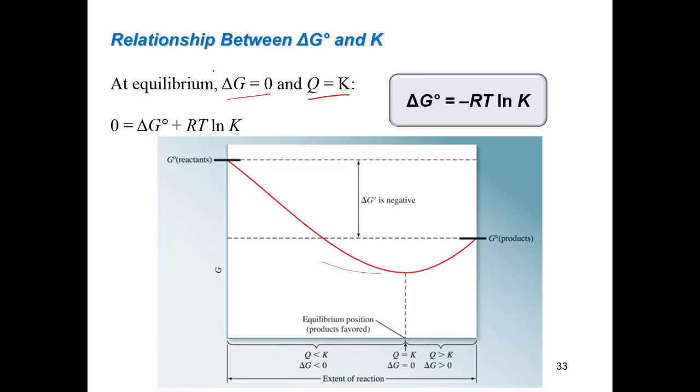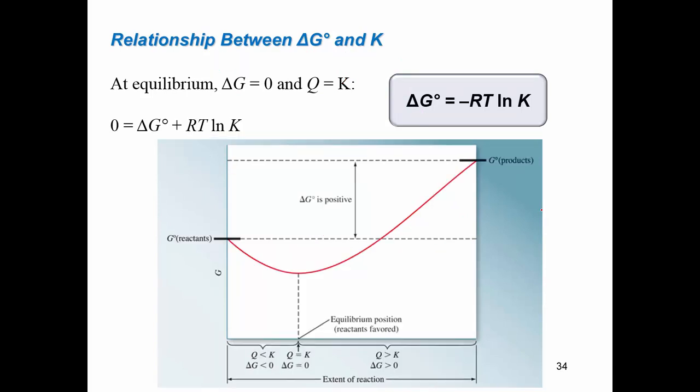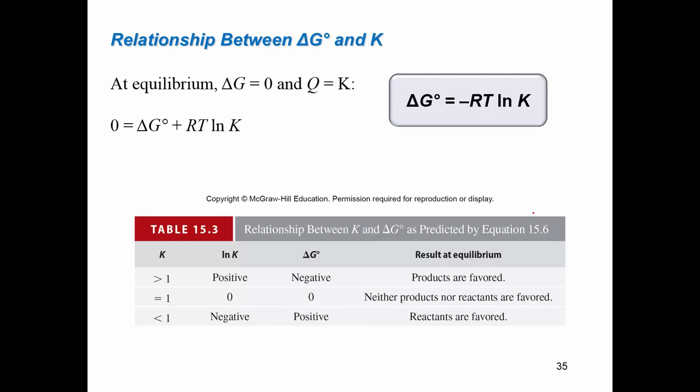So when we take delta G equals delta G naught plus RT ln Q, we substitute K in for Q, and our delta G is 0, then when we rearrange, we get that delta G naught equals negative RT natural log of K. And you can probably see where this is going, since we can calculate this from thermodynamic data.